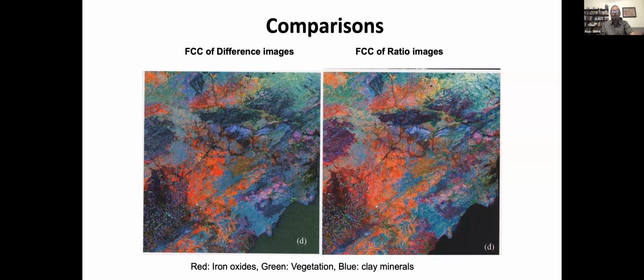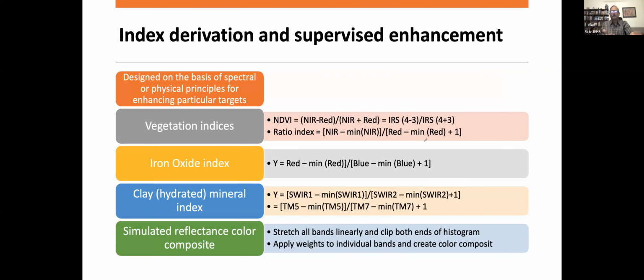Okay, let's now move on to certain other index derivation. For example, there are many indices which we derive out of the digital data sets, and one of the very common indices we talked about yesterday also was NDVI. So the NDVI is primarily a ratio image. You can see that this is a ratio between NIR minus red divided by NIR plus red as well. Okay, so NIR band minus red band divided by NIR band plus red band.